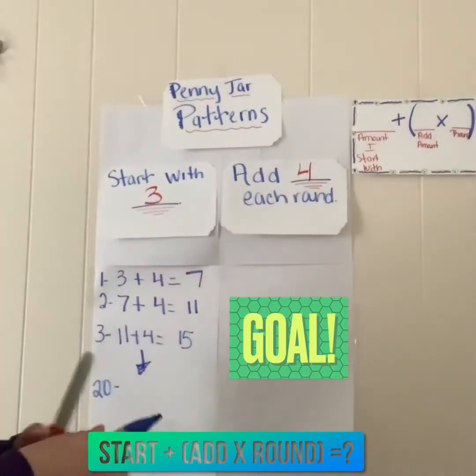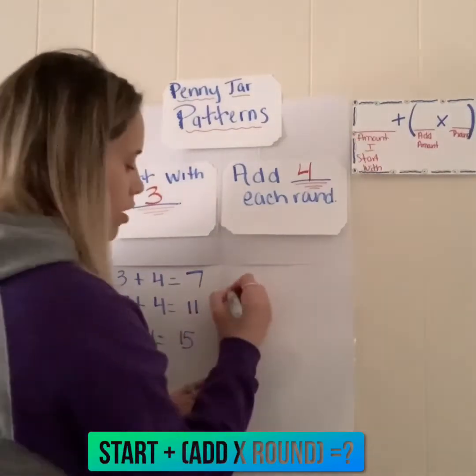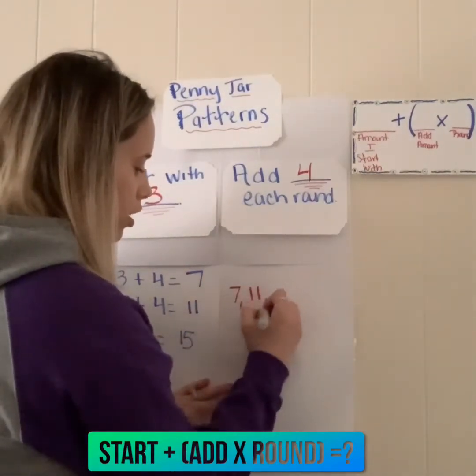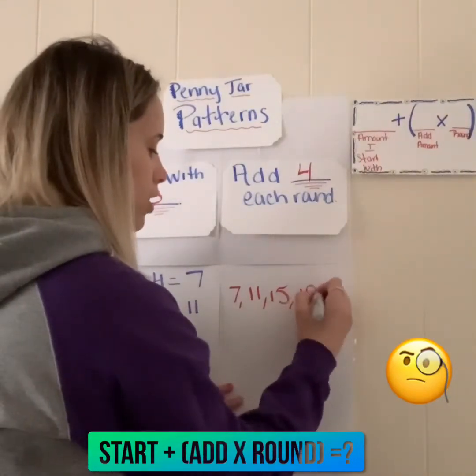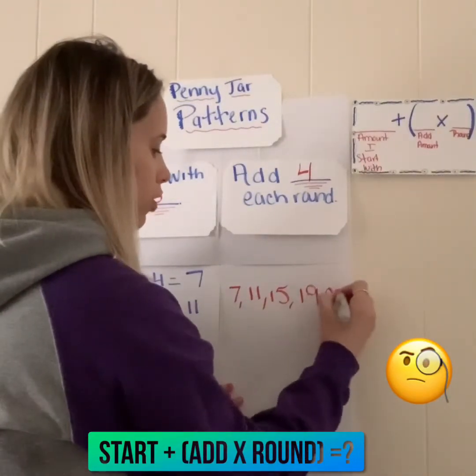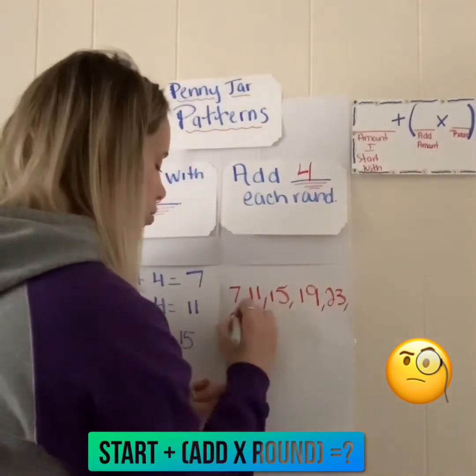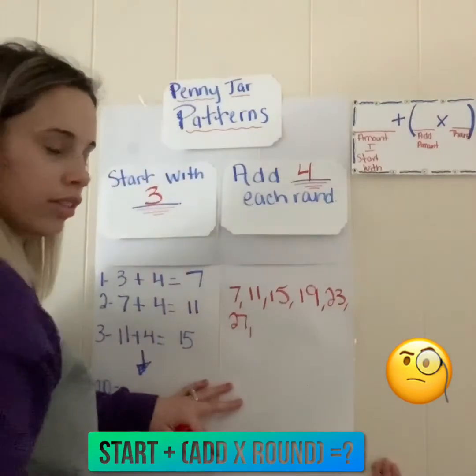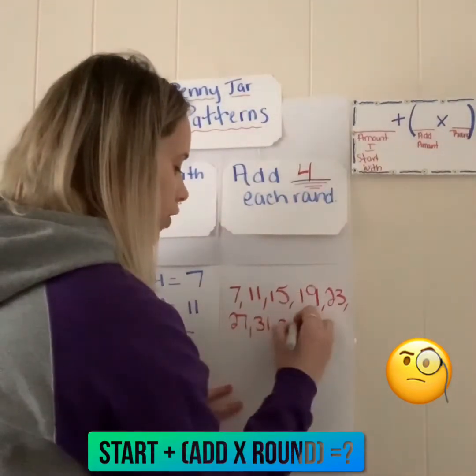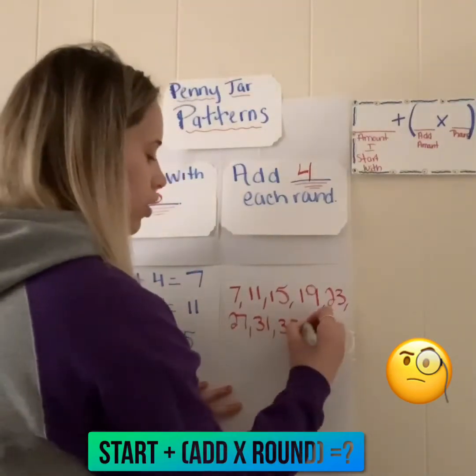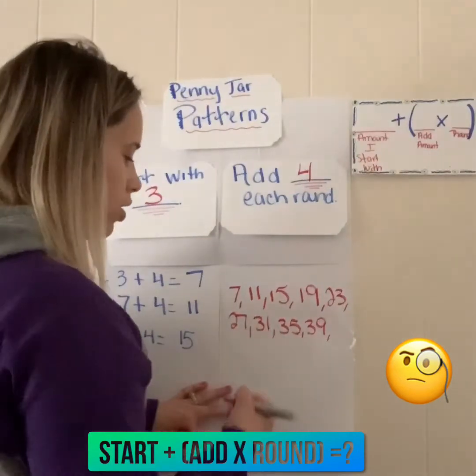So for some of you, last week, you did skip count. So you said 7, 11, 15, and you continue to add 4. That'll be 19, 23, 27, 31, 35, 39. See, it's taking us quite a bit of time, but we're going to continue to get there.